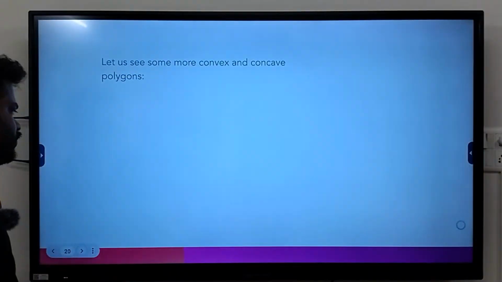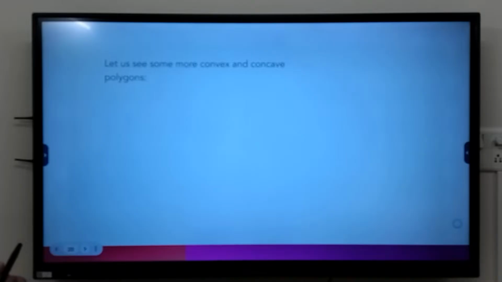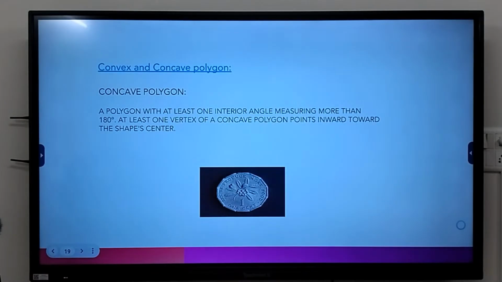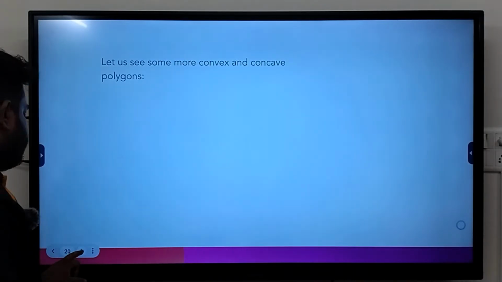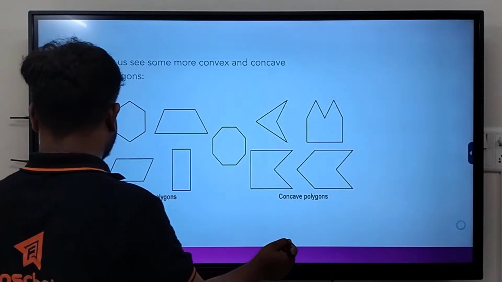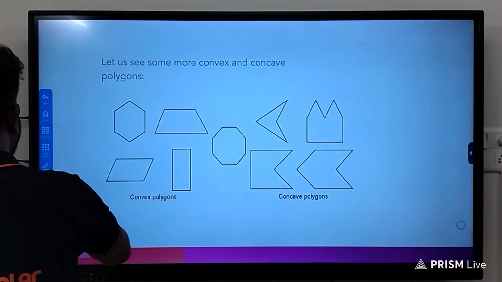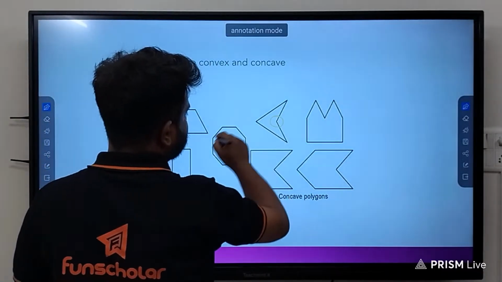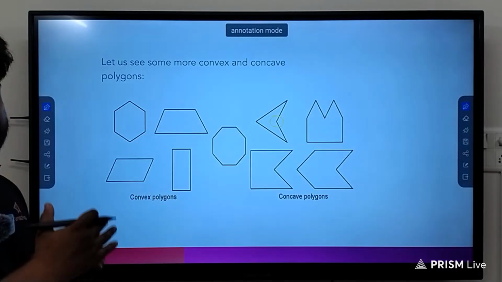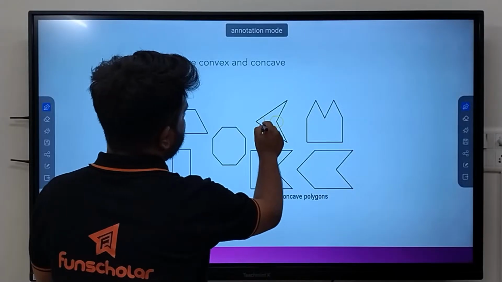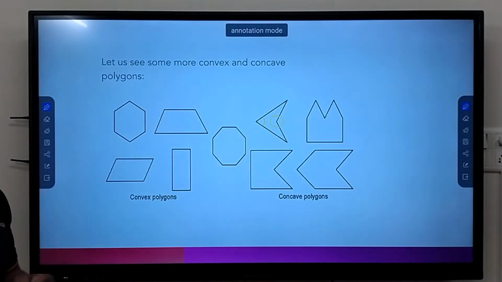Next, let us see some more convex and concave polygons. They all are convex polygons and they all are concave polygons. Why? I already told you that we will discuss it later. In these concave polygons, the vertex will point towards the center, and this angle will be less than 180 degrees, so that means the interior angle has to be more than 180 degrees, and it will look like this.